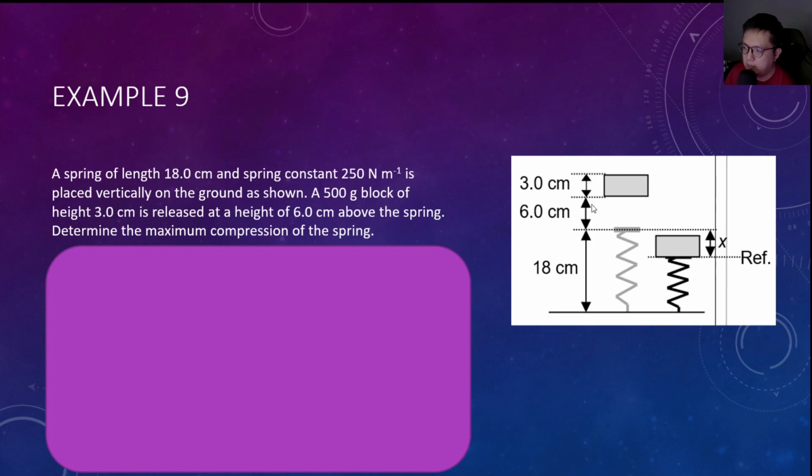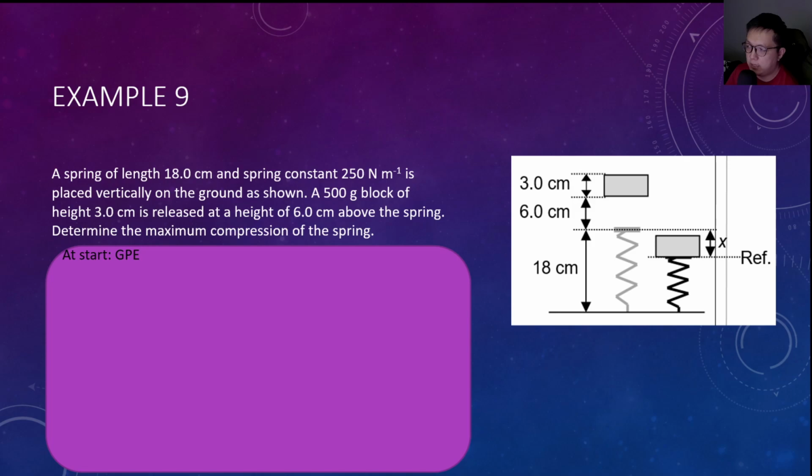If you think about it, the loss in GPE is 6 plus x, the loss in height is 6 plus x. But before the block hits the spring, it is not getting EPE first. It will lose GPE and gain KE. So there are some stages that we need to look at. Let's just click through first.